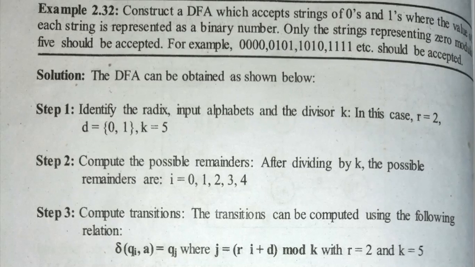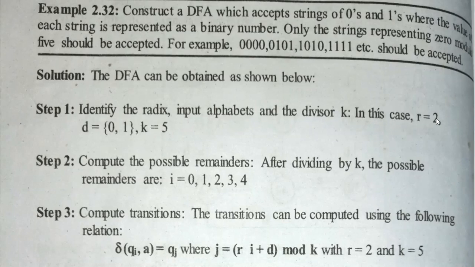Very simple. We need to substitute the values into the formula, and we need to design one table. That's it. Using the table, we need to draw the DFA. Clear? Fine. So now the DFA can be obtained as shown below. Identify the radix, input alphabet, and the divisor K.